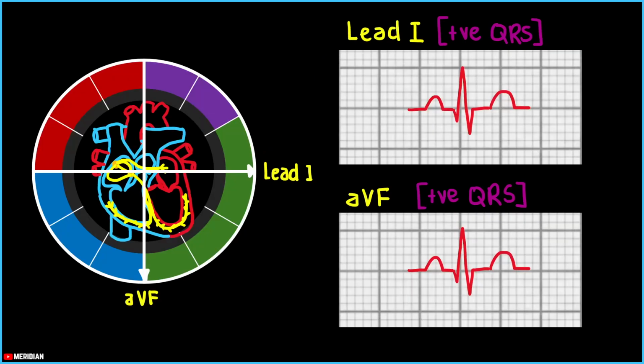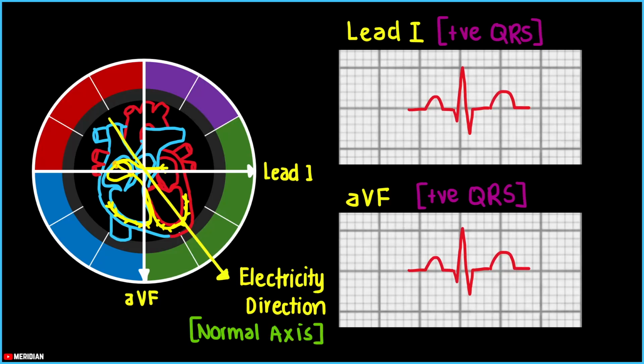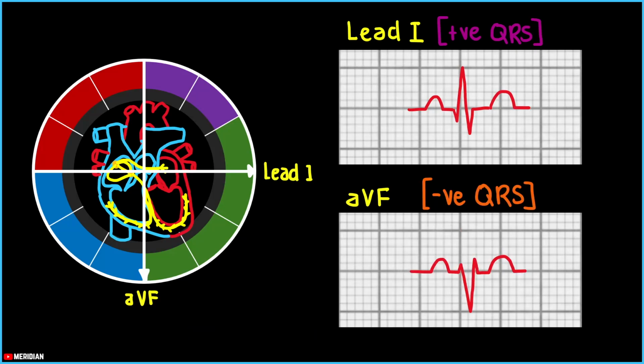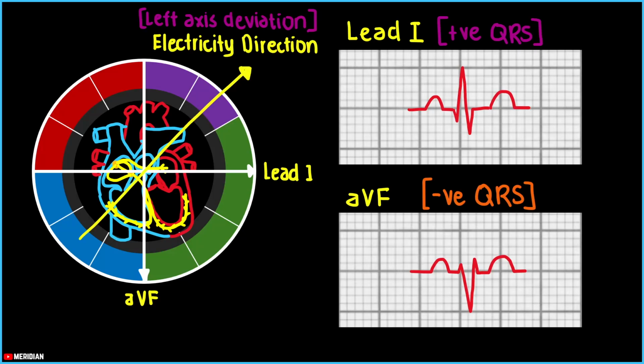If both leads are positive, the electricity is going downwards and to the left, toward both leads. That's the normal heart axis. If lead 1 is positive, but lead AVF is negative, the signal is going leftward, but not downward. That's what we call left axis deviation.